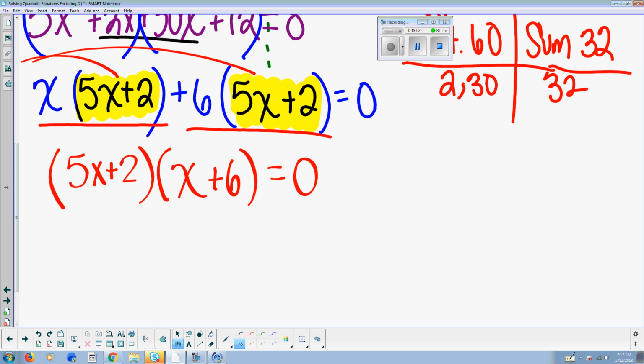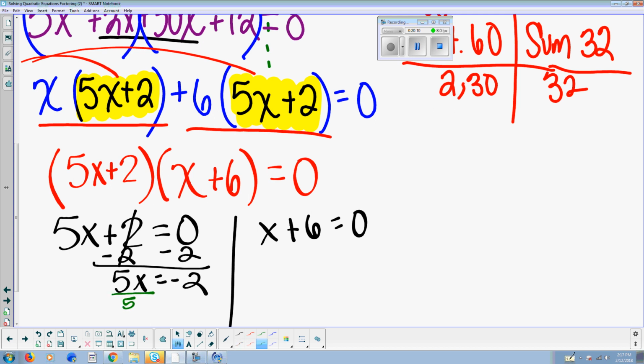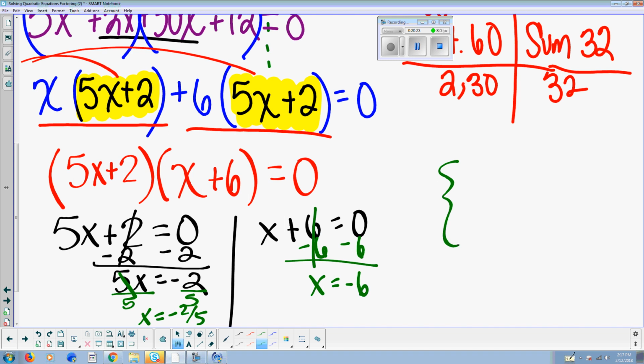Go back to the zero product property. If I multiply those together and get 0, that means 5x plus 2 could equal 0. Also, x plus 6 could equal 0. So I'm going to get my two solutions by subtracting 2 on both sides here. 5x equals negative 2. To get x alone, then I'm going to divide by 5. So x would equal negative 2/5. Subtract 6 on both sides here. x equals negative 6. So I've got two real solutions, negative 2/5 and negative 6.